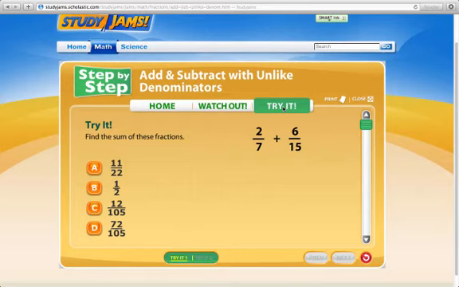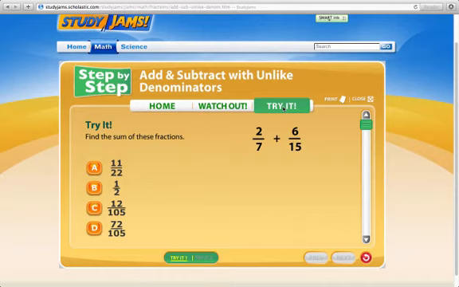Find the sum of these fractions. I would like you to write this down in your notebook under Notes. It is 10-4 at the top. Try to add 2 sevenths plus 6/15. This should be a review from last time.